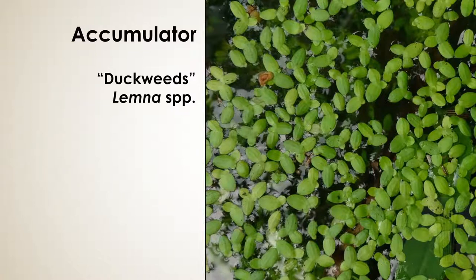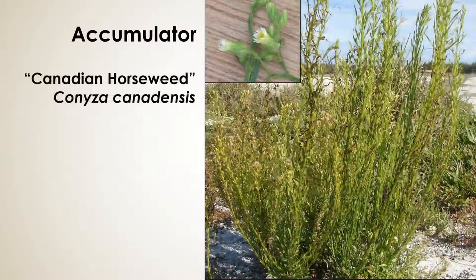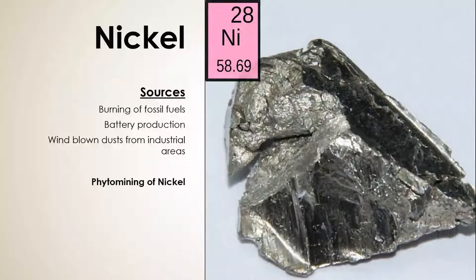Duckweed is an accumulator of chromium. American water lily. Canada horseweed, not a very showy species or one you'd really want to consider using in your native plant garden, but useful nonetheless, especially when it comes to heavy metals. This is one of the rock stars of the heavy metal group.